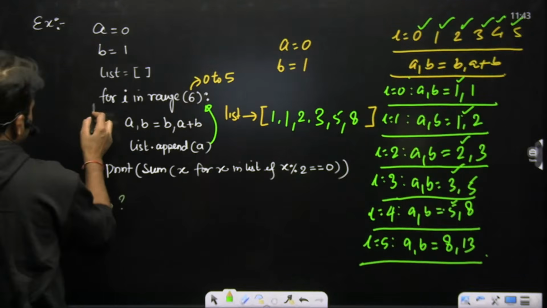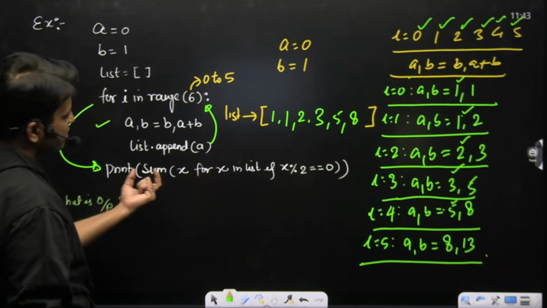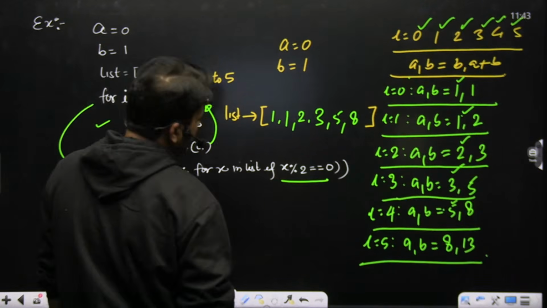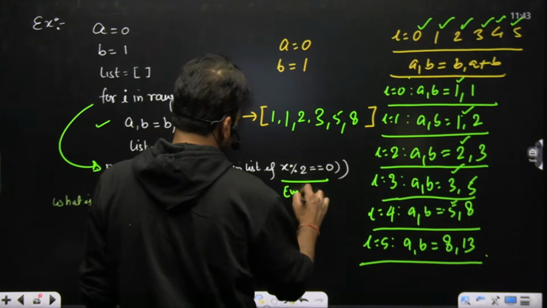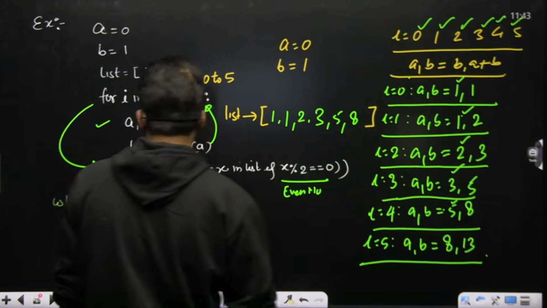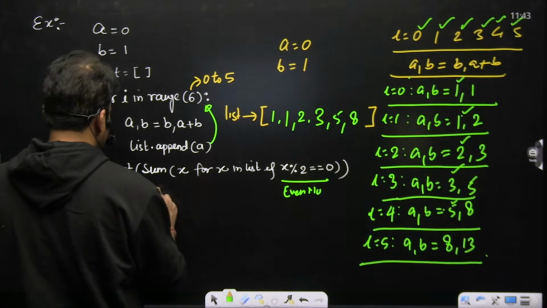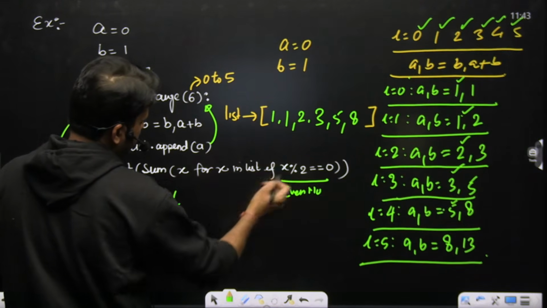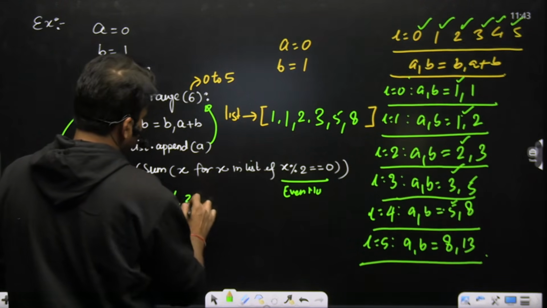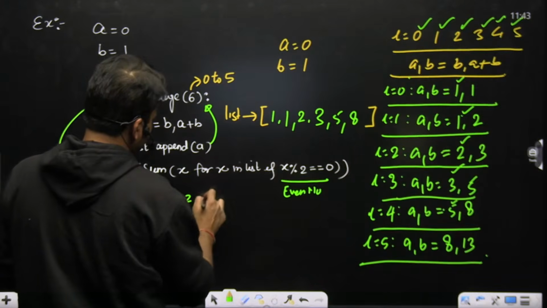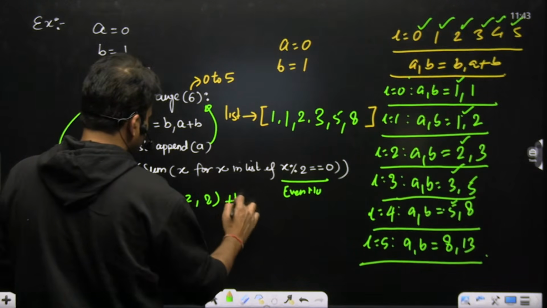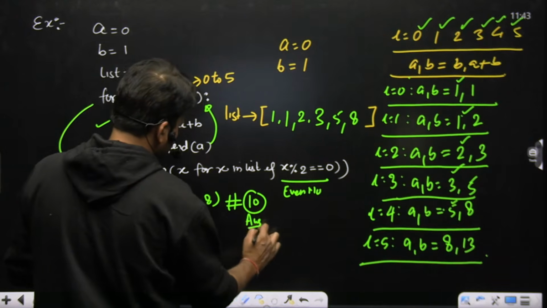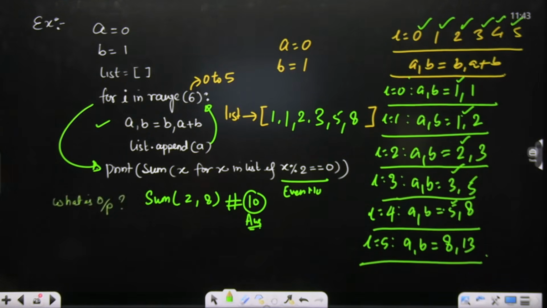If you exit from this loop, after this you are printing sum of x for x in the list, x modulus 2 equals 0. This means even number. This condition is for what? Is even number. So sum of what? Sum of x for x in the list where x mod 2 equals 0. Sir, is this even, this even, this even? No. So it prints what, student? 10. So this is the answer. 10 is the right answer for this question, student. Okay.